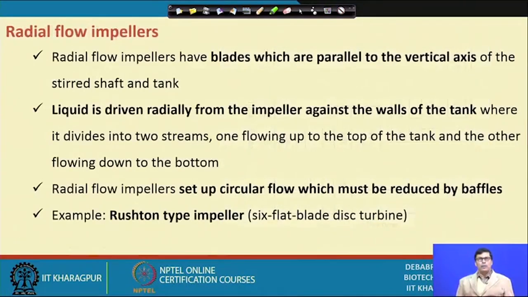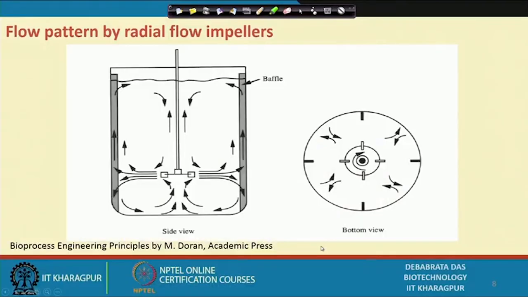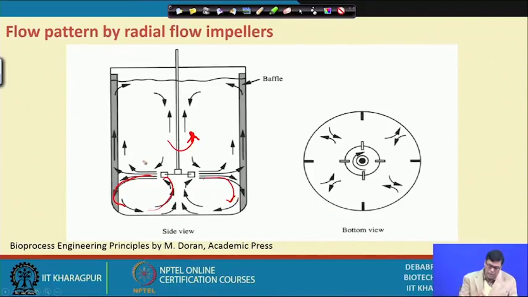There are different types of flow patterns we have. One flow pattern we call radial flow impellers. So radial flow impellers, what do you mean by that? If you look at this particular schematic diagram, you can find out what a radial flow impeller is. When the agitator moves like this, then what will happen? The liquid is thrown like this, am I right? It comes like this, and then it rotates like this, and here also it comes like this. This kind of flow pattern is there.